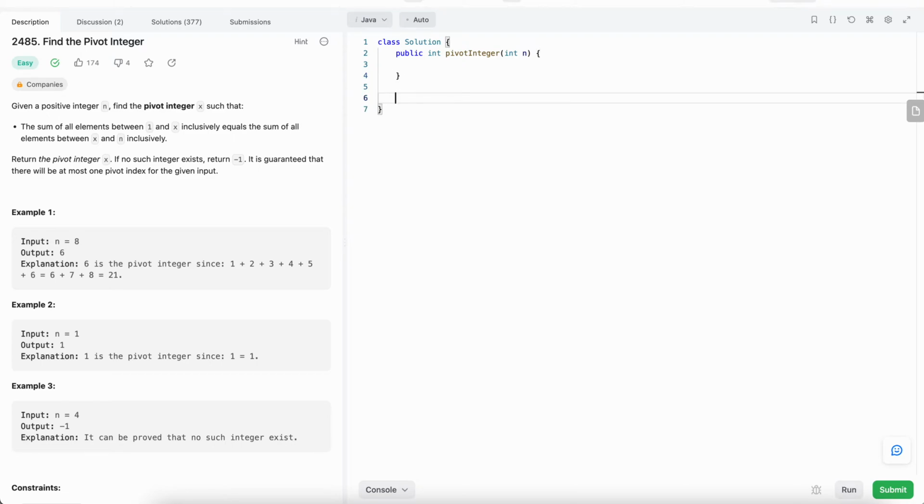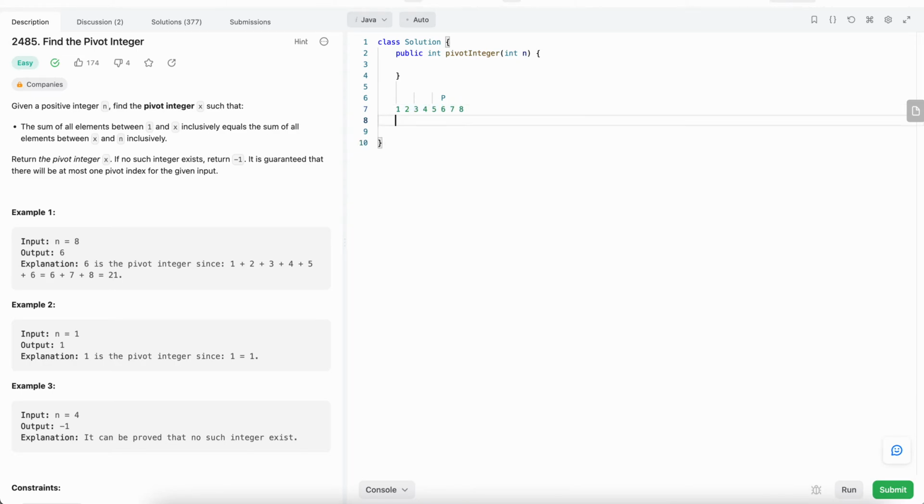So if we look at this problem, let's walk through an example. Let's say we have numbers 1 through 8, and in this case the pivot integer is over here, 6, as provided in the example. The sum of everything from 1 to 6 is 21, as you'll find, and the sum of everything from 6, 7, 8 is also 21. And so 6 is the pivot integer because 1 to 6 is equal to 6 to 8.